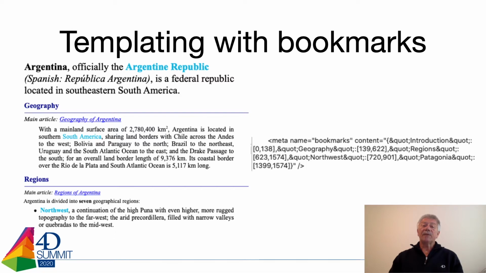On the left, we have a text with bookmarks, but you don't see where a bookmark is. On the right side, you see the HTML source to understand how a bookmark is stored in a document. The metadata contains the bookmark name together with starting and end position of the text inside the bookmark. For example, here in this case, geography starting at 139 and ends at 622.